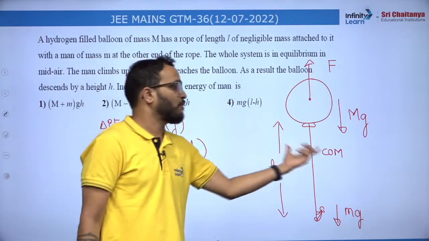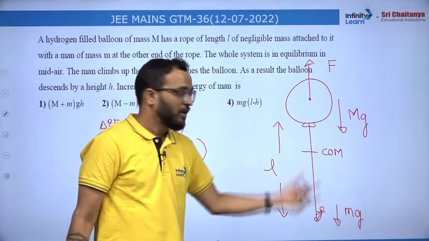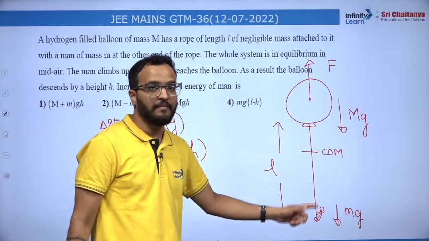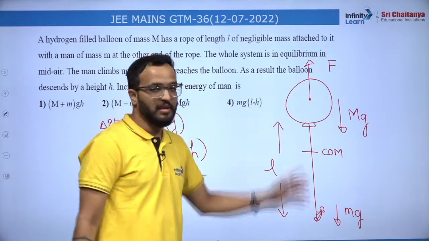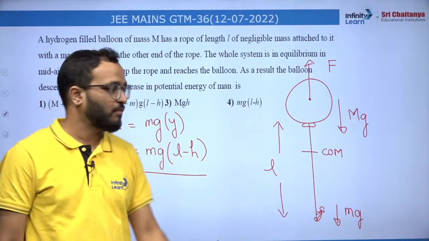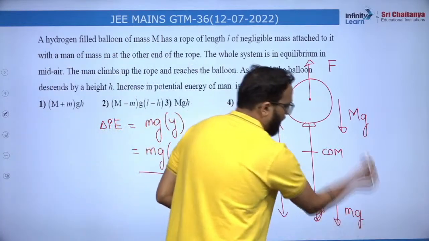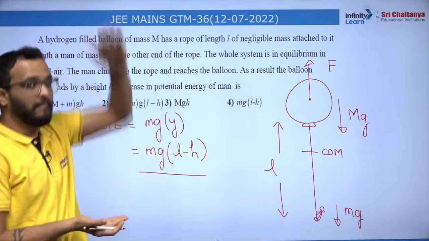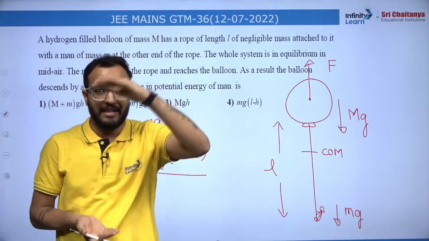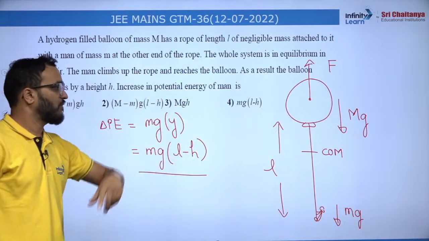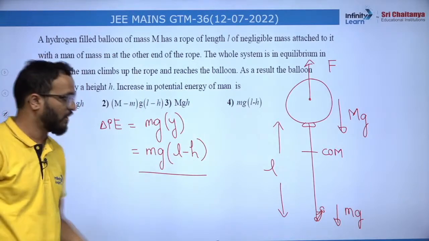Why? Because the center of mass has to remain at its position. So in the process of climbing, the man is climbing up, the balloon is coming down, so that the center of mass remains at its position. So you can definitely say that actually man climbs a height of L minus h. So it will be what? L minus h. So the change in potential energy will be mg into (L minus h). Got it?